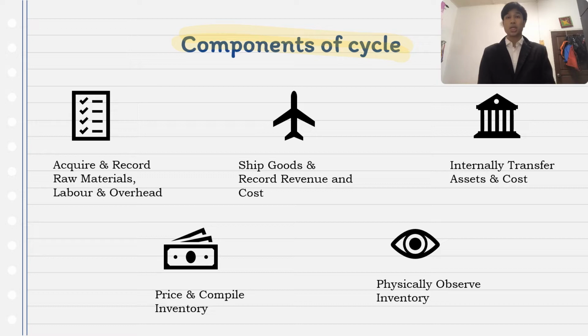The first one is acquire and record raw materials, labor and overhead. The second one is ship goods and record revenue and costs. The third one is internally transfer assets and costs. The fourth, price and compare inventory. And the last one is physically observe inventory.